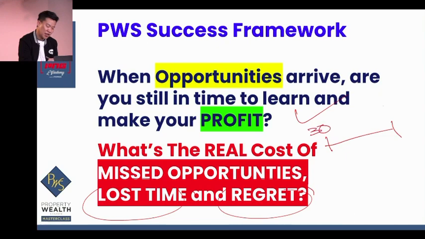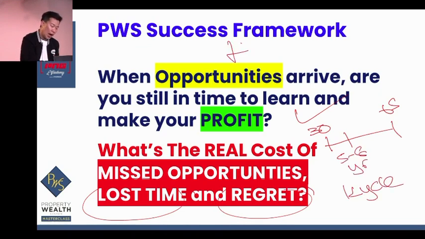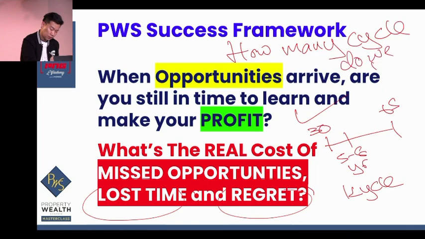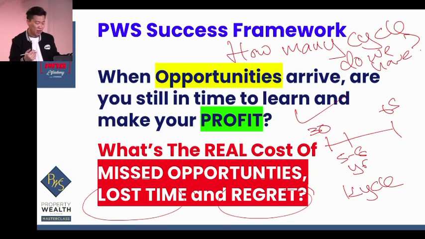For example, 30 to 65 years old, I just take an example. Let's say that every 5 to 8 years is one cycle. How many cycles do we have? And some could even hold the property for 10 years. 30 to 65, averagely, I think 3 to 4 cycles. If you miss one good opportunity, the next cycle, is it going to be better than the last cycle? Very, very important.